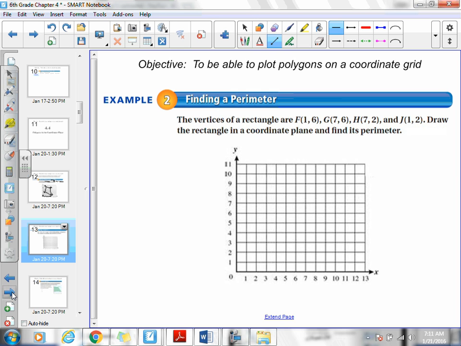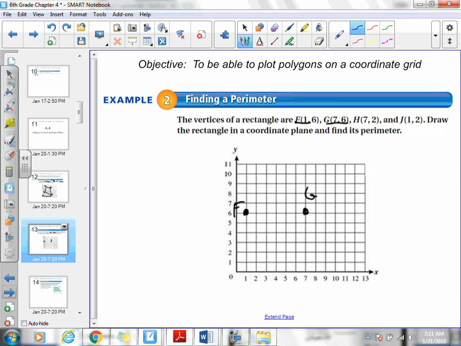All right, the vertices of a rectangle are F, which is located at 1, 6. So let's start with there. Start at the origin, go sideways 1, up 6. Right there is point F. All right, got that one done. G is located at 7, 6. So start at the origin, go over 7, go up 6. And there is point G.